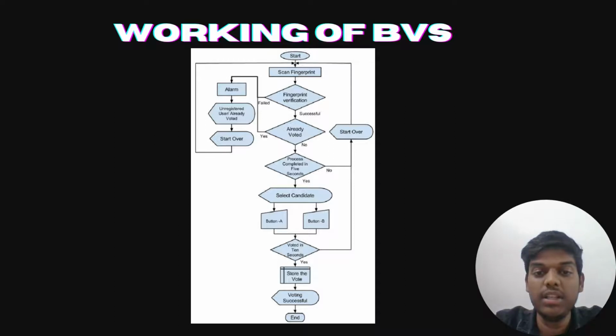But if the person is voting for the first time, the process continues by showing all the nominees, all the nominated people. Then we need to select one particular person whom we want to vote for. Then the system stores our vote into the database, which will end the process of voting.